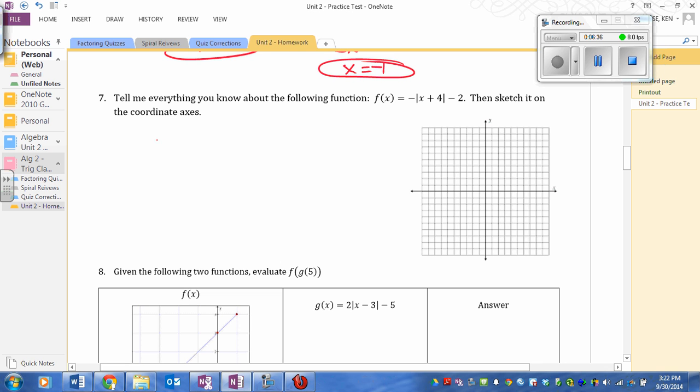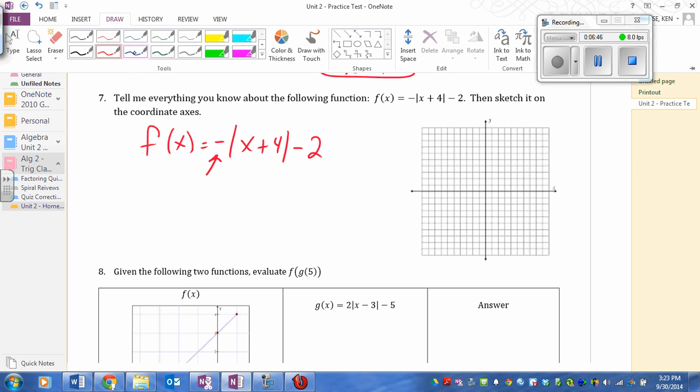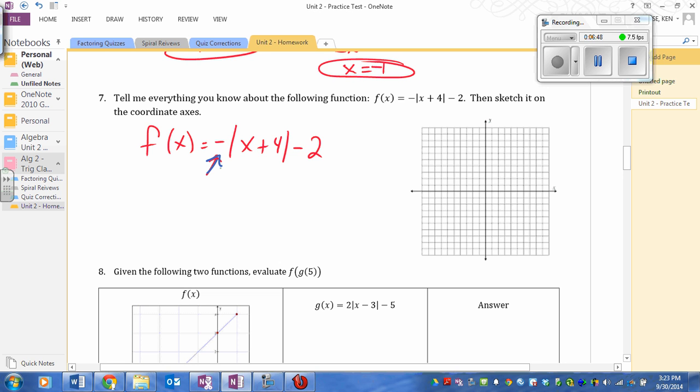Alright, so here's my function. F of x equals negative f of x plus 4 minus 2. This right here means it's going to flip upside down.